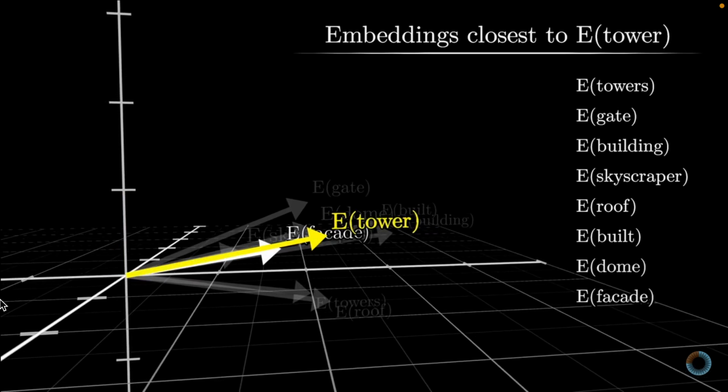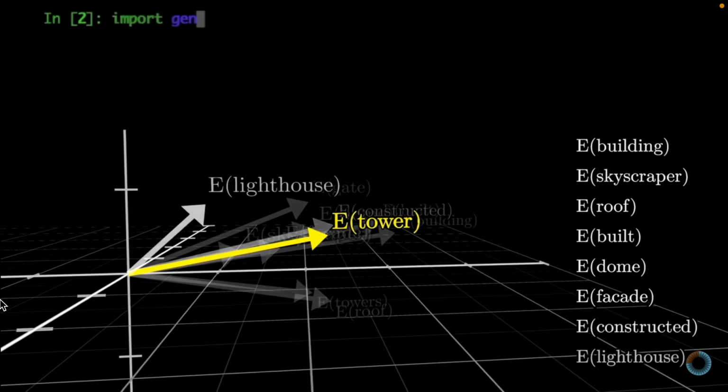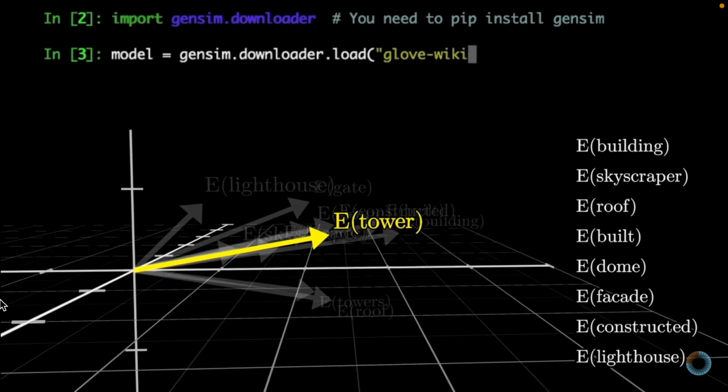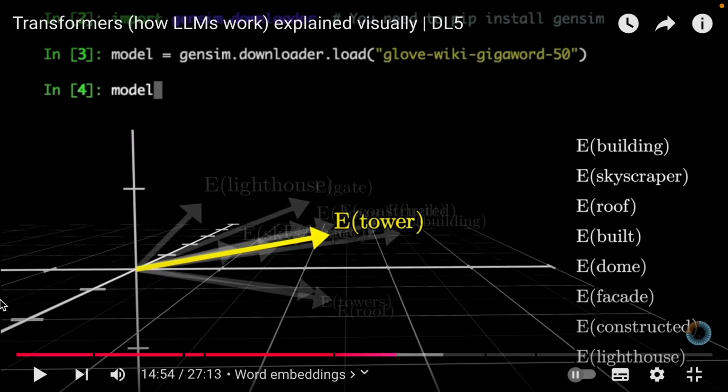If you want to pull up some Python and play along at home, this is the specific model I'm using to make the animations. It's not a transformer, but it's enough to illustrate the idea. This is the GloVe dataset. GloVe is an acronym that stands for something like global vectors. You see it says wiki. This was trained on Wikipedia.